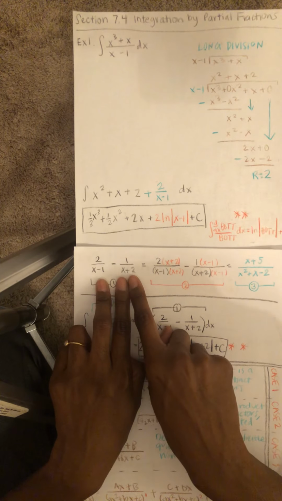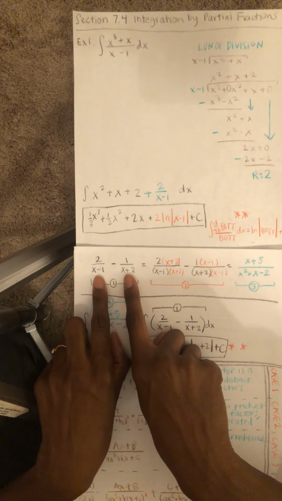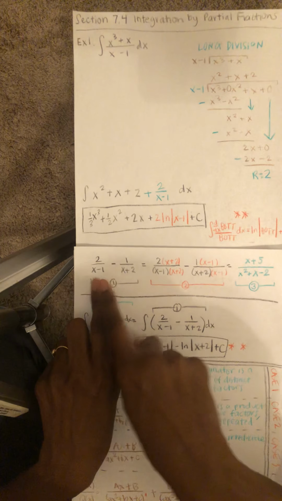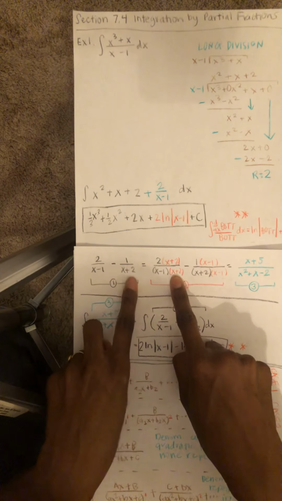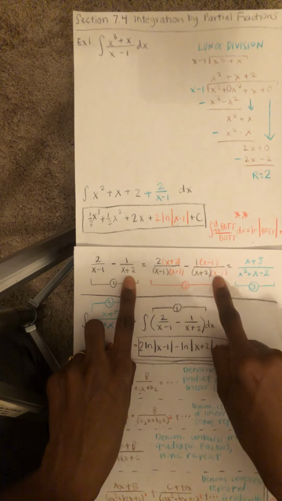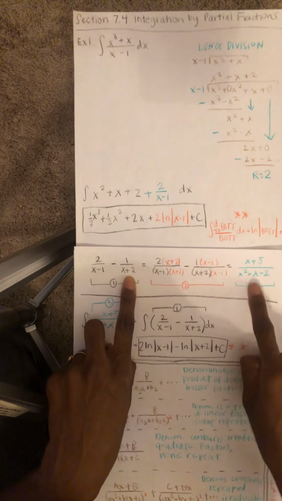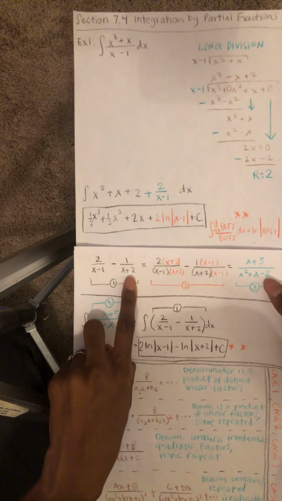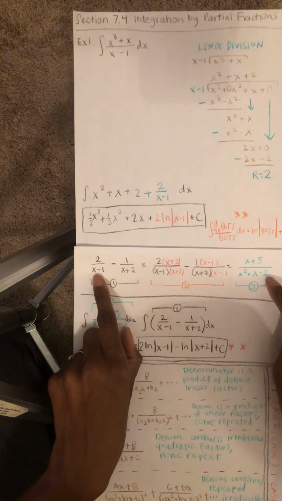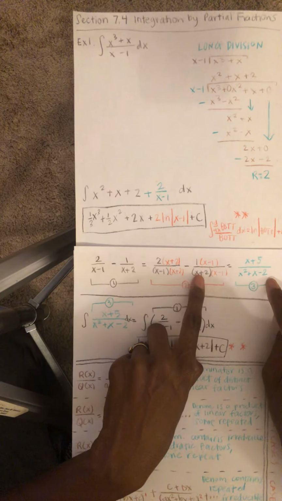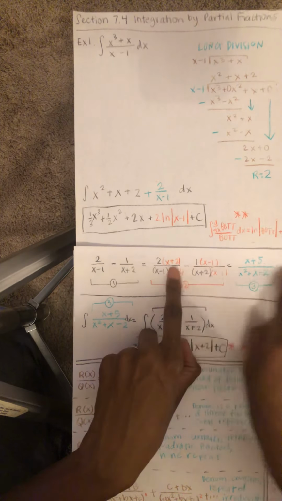Essentially, think about how you add and subtract fractions, right? You have to have common denominators. So here it's missing an x plus 2, so we do it on the top and bottom. Here is missing an x minus 1, so we do it on top and bottom. And essentially that is going to be equal to this bottom stuff, and then combining all this stuff together, right?